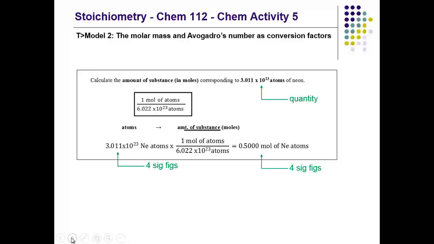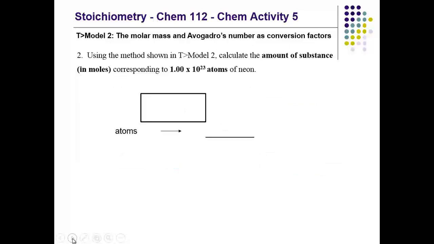So this is the prototype. I'm going to ask you to apply this to the key question number 2, which follows. So let's take a look. Key question number 2, I'm asking you to calculate the amount of substance from 1.00 times 10 to the 23 atoms of neon. So I encourage you to stop the video and just give this a try yourself.